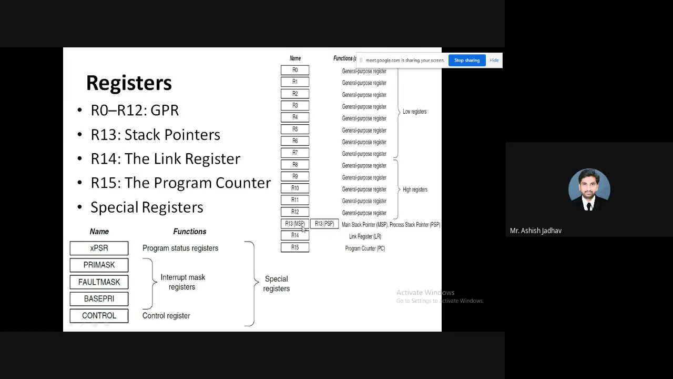This main stack pointer, MSP, is utilized by the operating system. If you want to use it for some application, then the user application can use the PSP, right? PSP stands for process stack pointer. Only one will be visible at a time. The selection of MSP or PSP will be decided by one of the bits in the control register. I told you this control register will have two bits. One bit is used to switch between MSP and PSP, and another bit is used to switch between privilege levels. That means there are two levels, the privilege level and the other one.